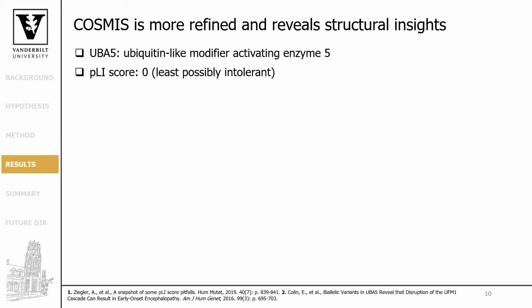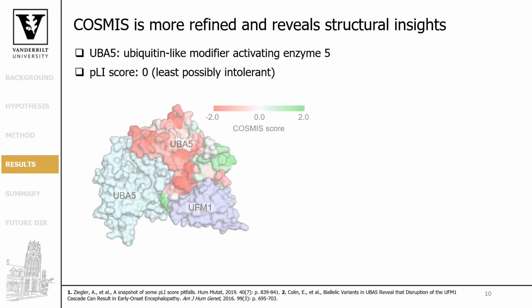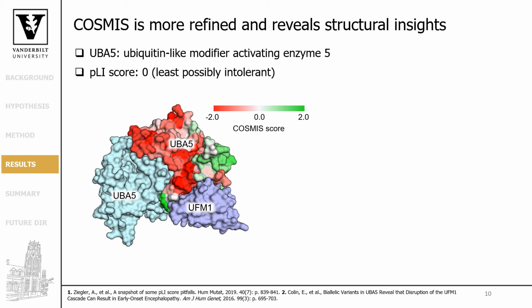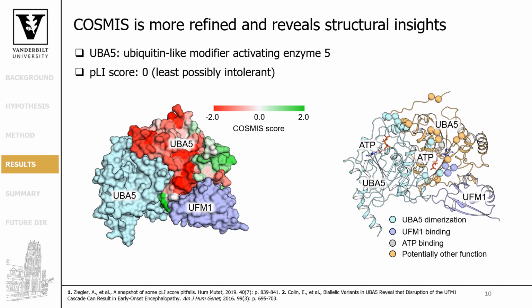We computed COSMIS scores for UBA5 residues, and we found that residues involved in UBA5 dimerization and protein-protein interaction are more constrained than the rest of the protein. On the right-hand side, we also highlighted the top 10% most constrained residues according to COSMIS. It turned out that most of them play important functional roles. In fact, it was recently shown that mutations at some of these residues are associated with early onset encephalopathy.